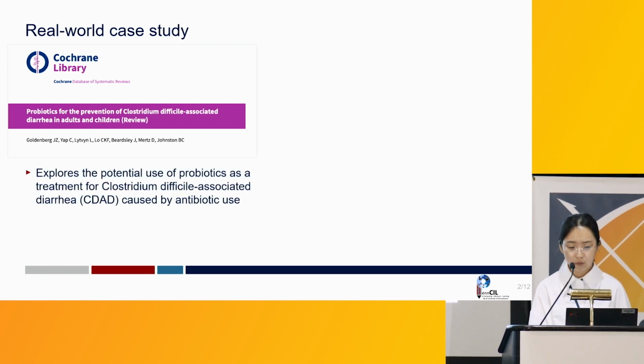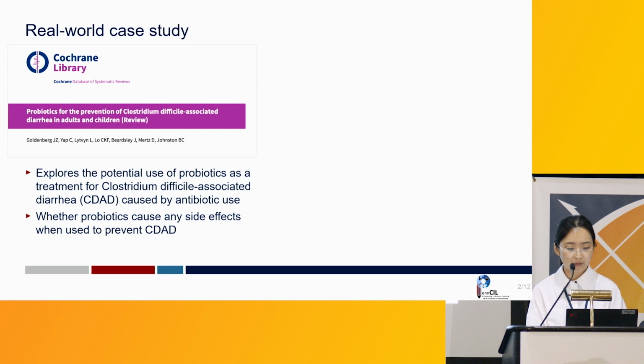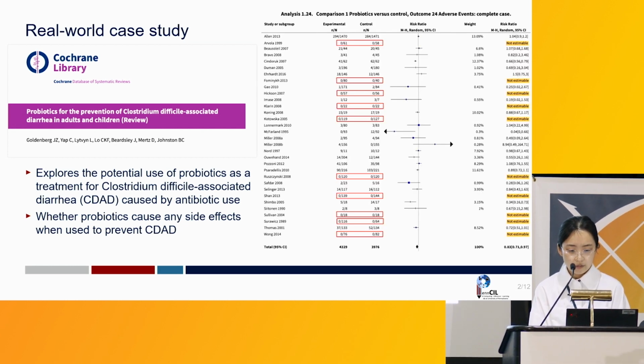Let's start with a real-world case study taken from the Cochrane database of systematic reviews. The authors explored the potential use of probiotics as a treatment for Clostridium difficile-associated diarrhea, also known as CDAD, caused by antibiotic use. And specifically, they want to know whether probiotics cause any side effects when used to treat CDAD. You can imagine that this meta-analysis was in fact an OHDSI network study where each data partner contributed some estimates that are being pulled together.